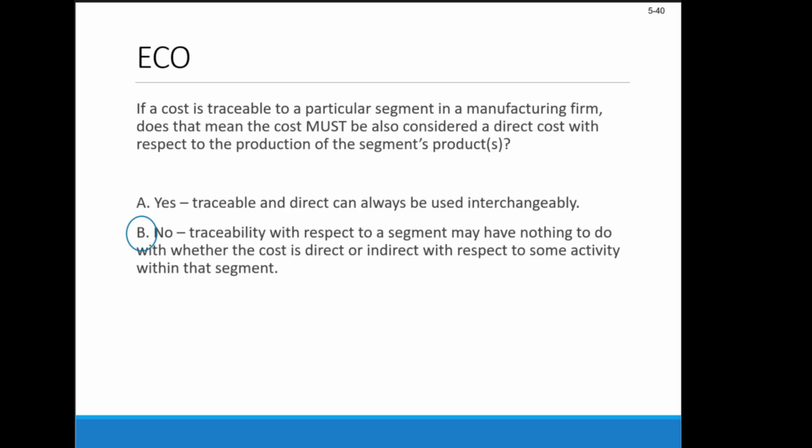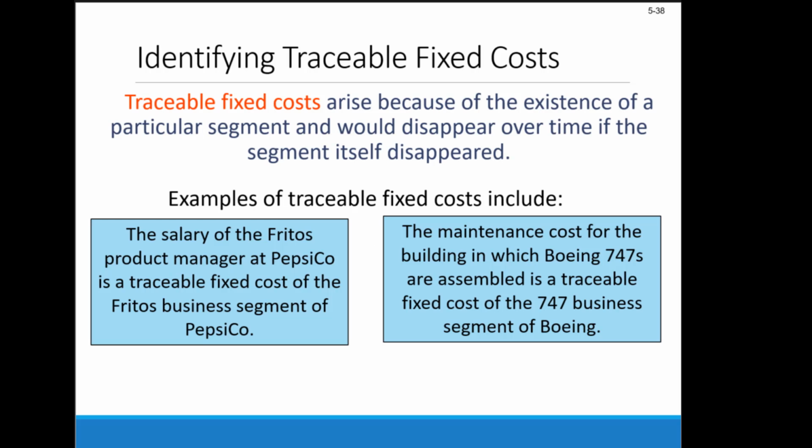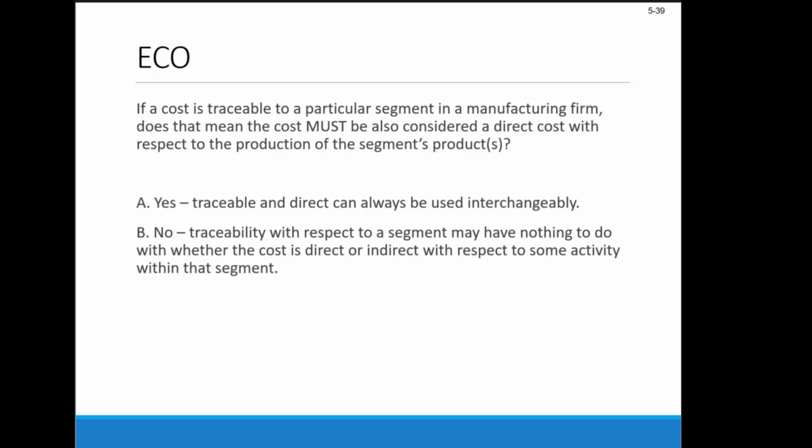Traceability may have nothing to do with whether that's direct or indirect with respect to something within that segment. And this relates to that discussion we had way back when about direct and indirect costs and those definitions potentially differing when we move from one level of analysis to the next. In other words, we could have a cost that was traceable to a particular segment, like in our previous example with Boeing, that once we get into that segment, that maintenance cost is probably an indirect cost, in fact, of the production of those 747s. So traceability does not automatically make something direct with respect to the products and services provided within that segment.